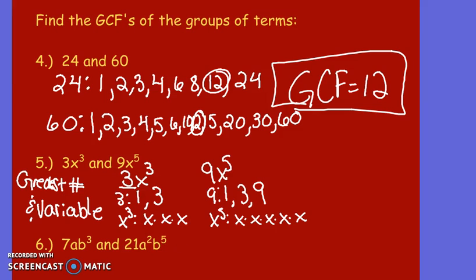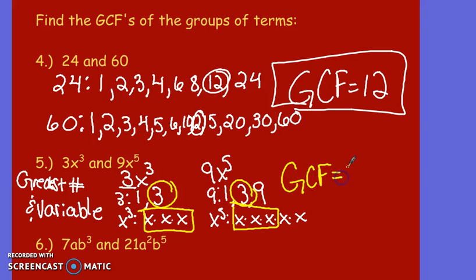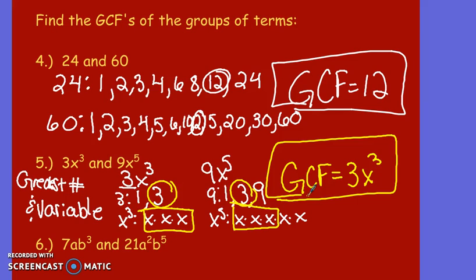So if we look, the greatest number in common is 3. There are 3 x's here in common with 3 x's there. So our GCF would equal 3, that's our number, x cubed. Notice that 3 is the smallest exponent. So whatever your smaller exponent is, that's going to be your GCF.